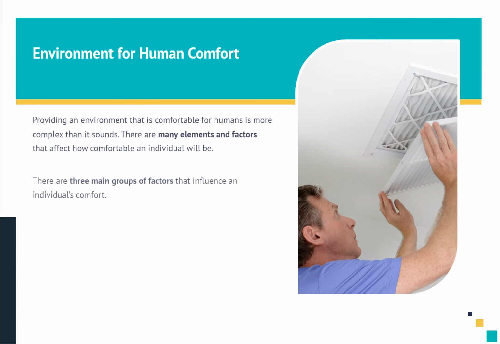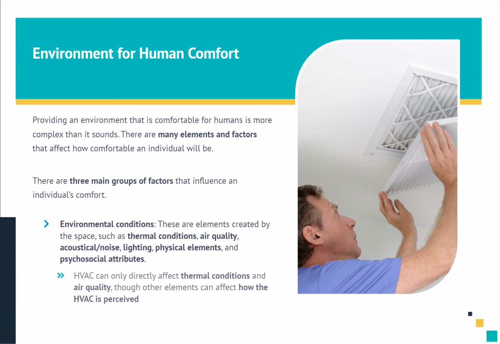Environment for human comfort. Providing an environment that is comfortable for humans is more complex than it sounds. There are many elements and factors that affect how comfortable an individual will be. There are 3 main groups of factors that influence an individual's comfort. Environmental conditions. These are elements created by the space, such as thermal conditions, air quality, acoustical or noise, lighting, physical elements, and psychosocial attributes. HVAC can only directly affect thermal conditions and air quality, though other elements can affect how the HVAC is perceived.